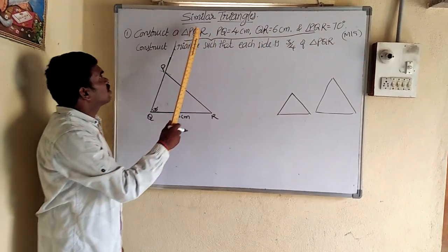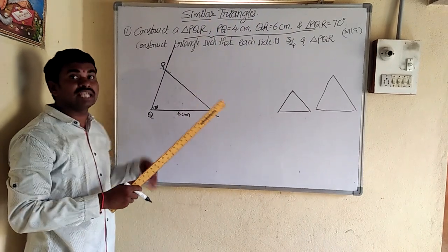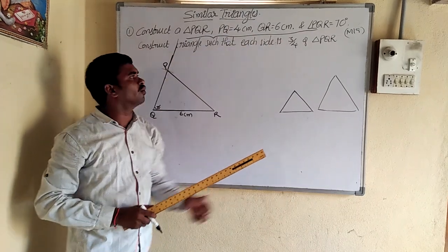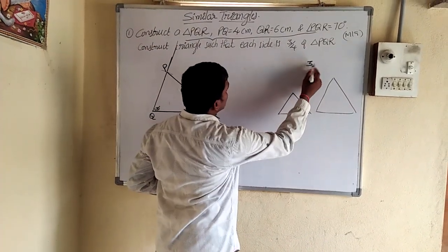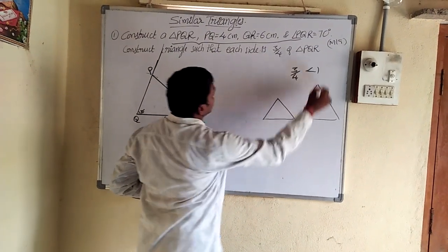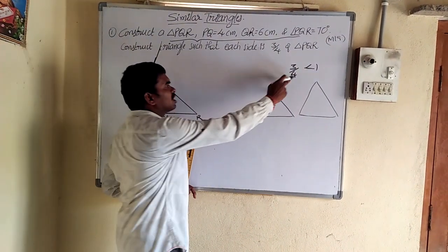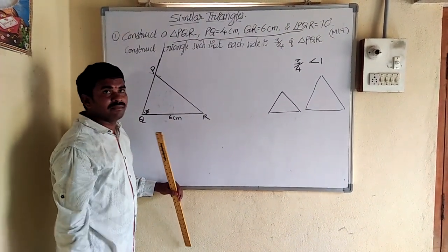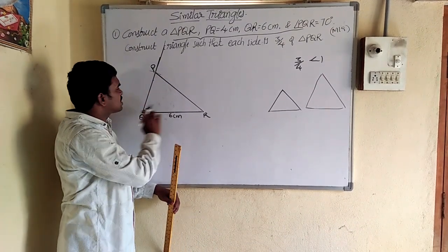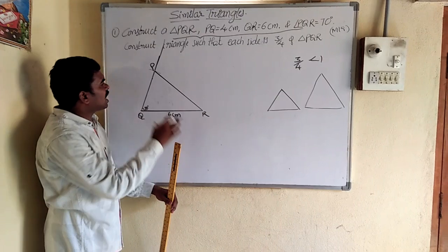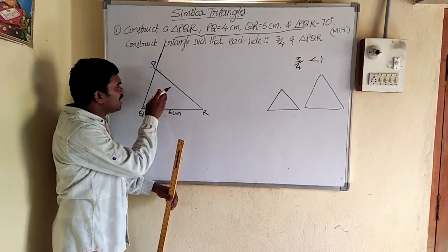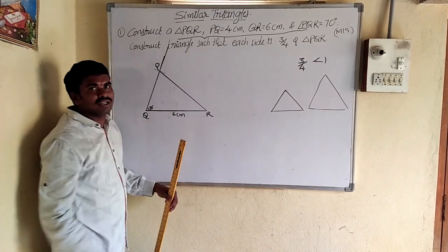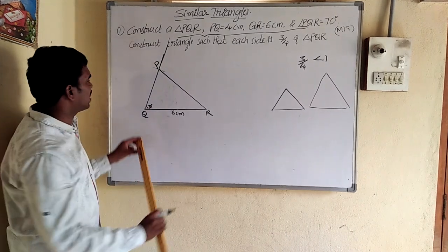After constructing this triangle, we have to draw a similar triangle to PQR with sides 3 by 4. Is 3 by 4 less than 1 or greater than 1? It is less than 1. When the denominator is more, the value becomes less than 1. So our new triangle will be smaller than the previous triangle PQR. We have to construct a triangle which is smaller than the given PQR and similar to PQR. So how can we draw? This is very important.